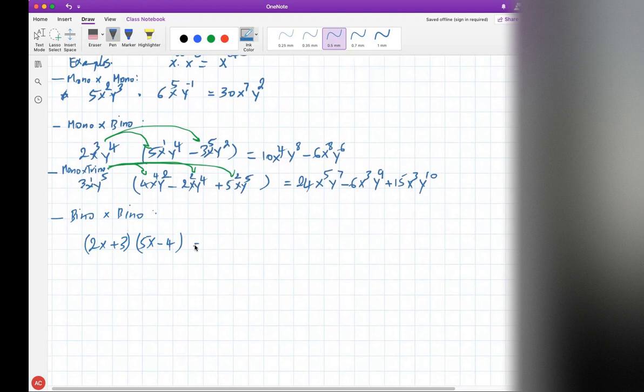Okay, so how many multiplications are we going to have in total here? 4, exactly. So when you multiply 1 by 1, like we did earlier, you expect 1 multiplication. When you multiply 1 by a binomial, 1 by 2, you expect 2 multiplications. When you multiply 2 terms by 2 terms, we expect 4 multiplications. You may combine like terms and end up with fewer than 4 terms, but there have to be 4 multiplications.